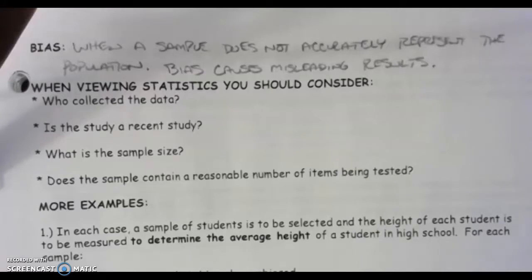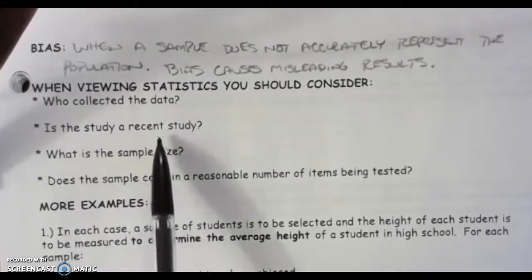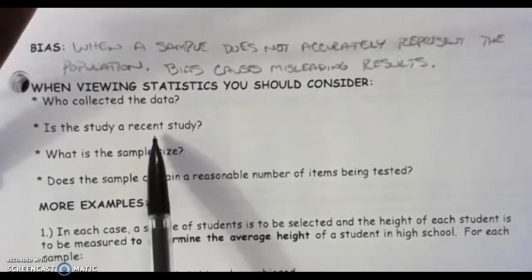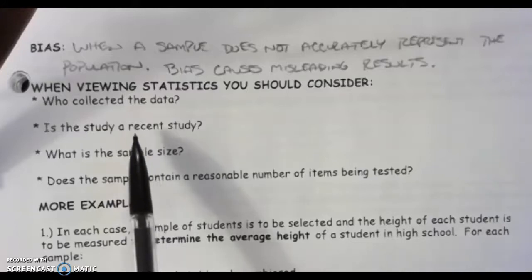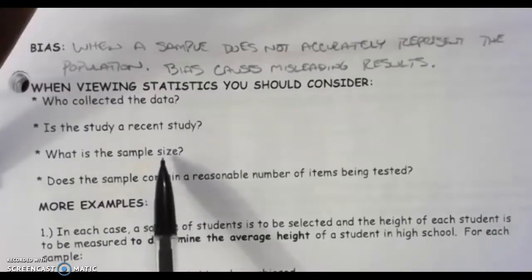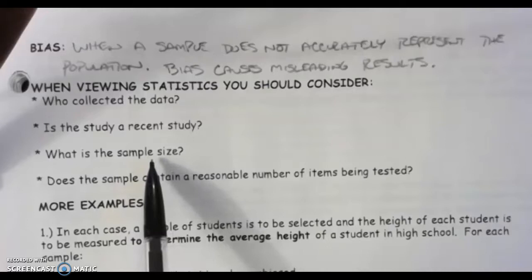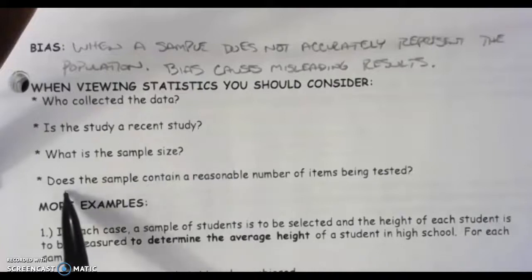When you're viewing statistics, there's a few things that you should consider. Who collected the data? Another thing that you want to know is, is the study a recent study or is it an old study? Did it take place a year ago, or did the study take place 50 years ago? The more recent the study, the better off the data probably is going to be. What was the sample size, meaning how many people participated in the survey? Did they only ask 10 people or did they ask 10,000 people? It all depends on what you're trying to go for, but in general, the larger the sample size, the better. And does the sample contain a reasonable number of items that are being tested?